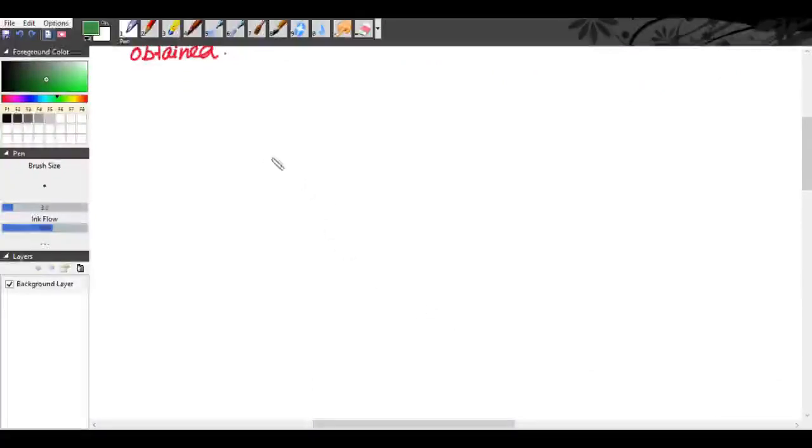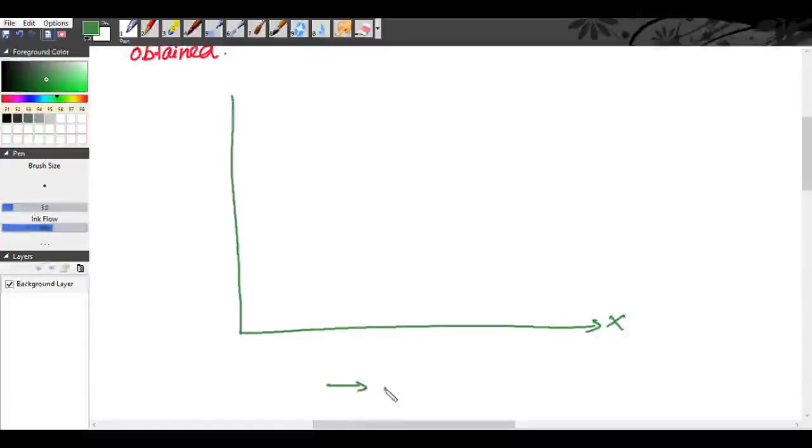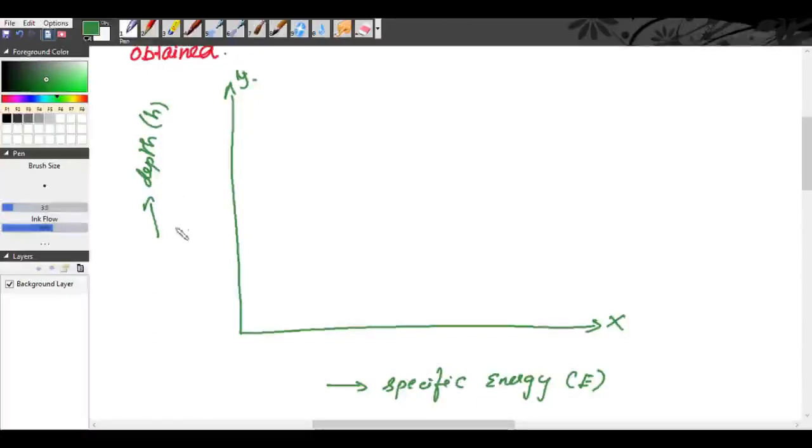So how can we draw the graph? As I have told you earlier, the x-axis represents the specific energy, represented by capital E, and the y-axis represents the depth of flow, represented by H. So H is varying, and that variation is marked like this.